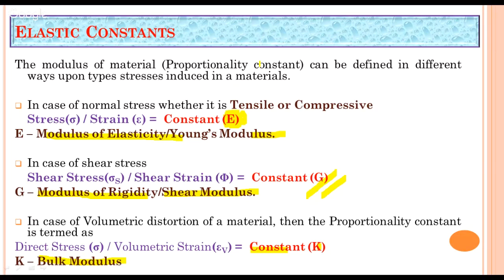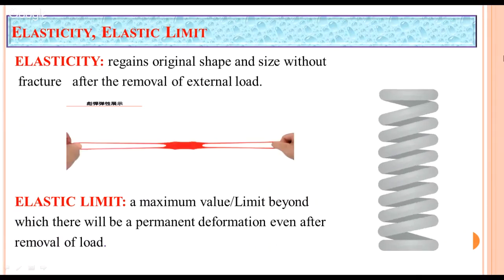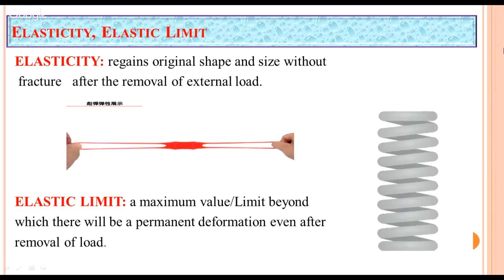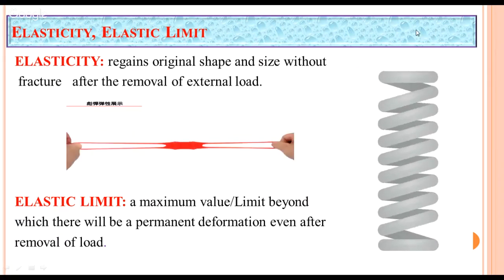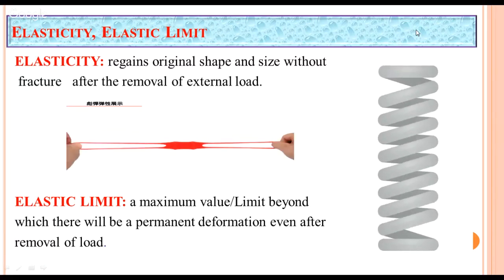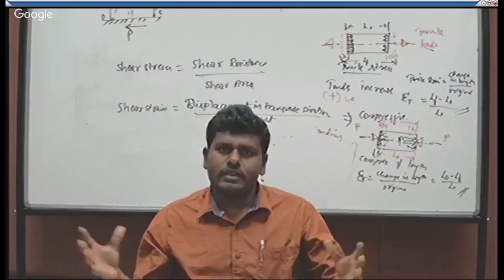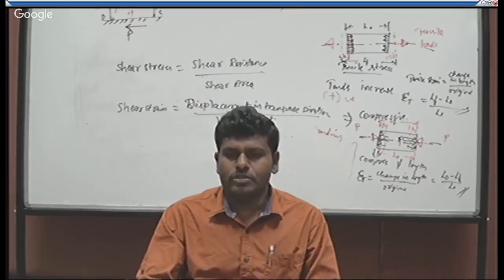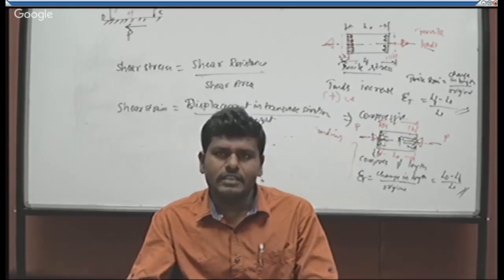Next, we'll move on to today's topic, elasticity. First, let's see what is meant by elasticity. Every material undergoes deformation, some change in size or shape in its dimensions, due to the action of external loads. Whenever we remove the external loads from the body or member, it regains its original size and shape. This nature of a material is called the elasticity of a material.